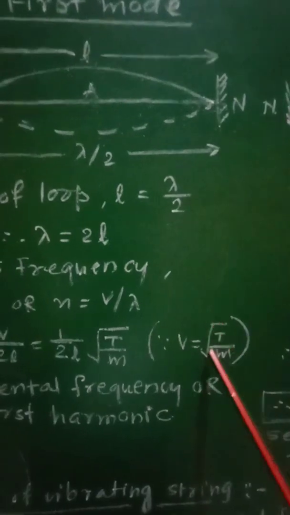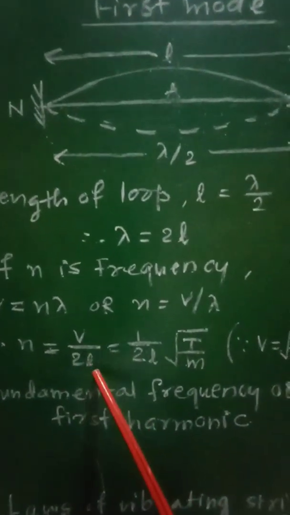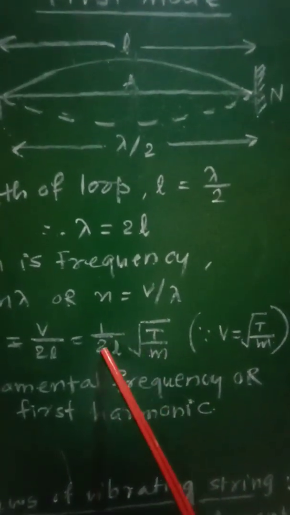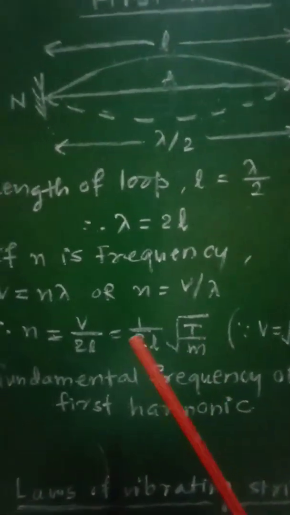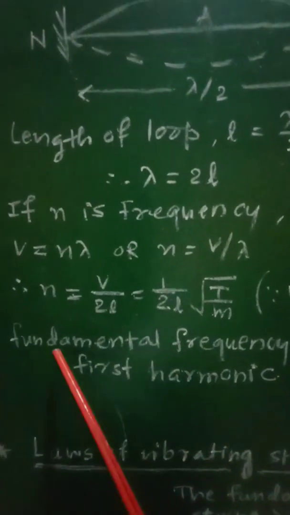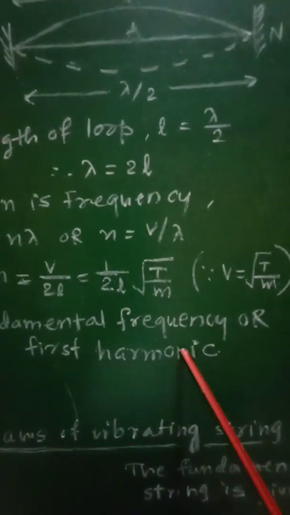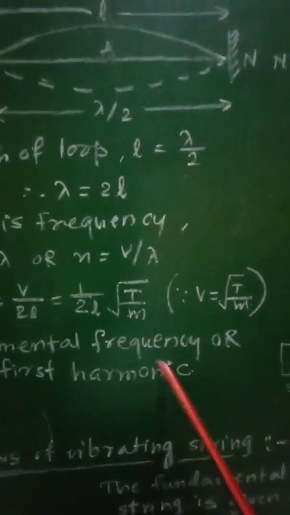Therefore N will be equal to v by 2L, that is equal to 1 by 2L square root of T by M. This frequency is the lowest frequency of vibration of the stretched string, which is called the fundamental frequency or the first harmonic.